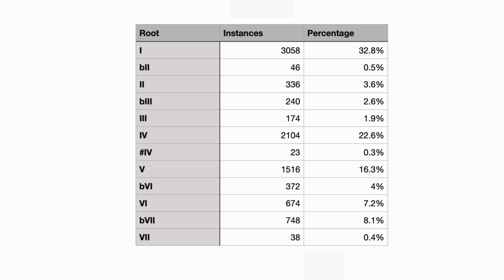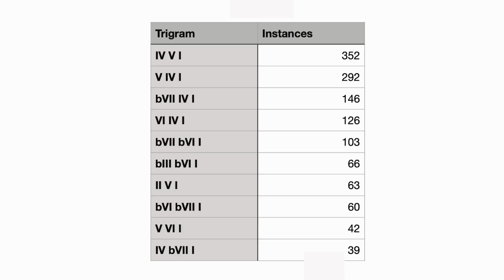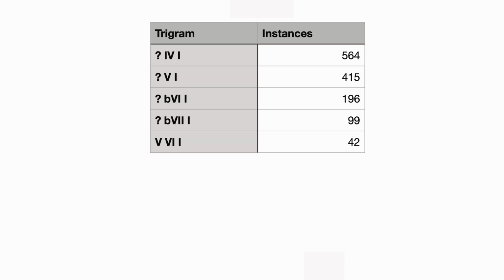DeClercq and Temperley don't supply statistics for cadence types. Instead, they list 3 chord trigrams that often appear as cadence formulas. The chart appears to show that the standard common practice cadence formula 4-5-1 is the most common, but 4-5-1 falls to second place if chord substitutions are allowed.